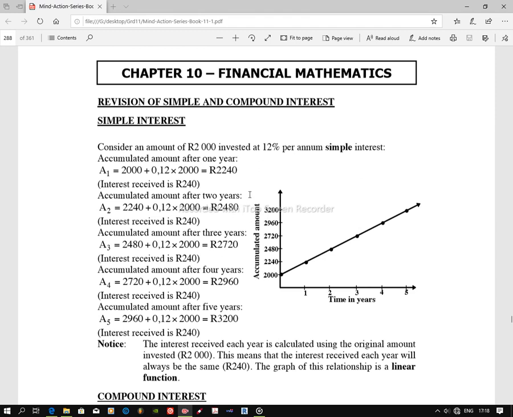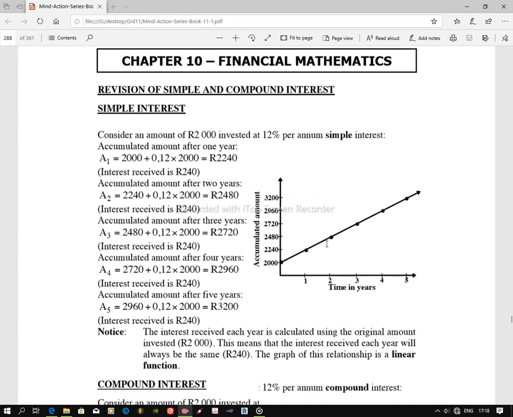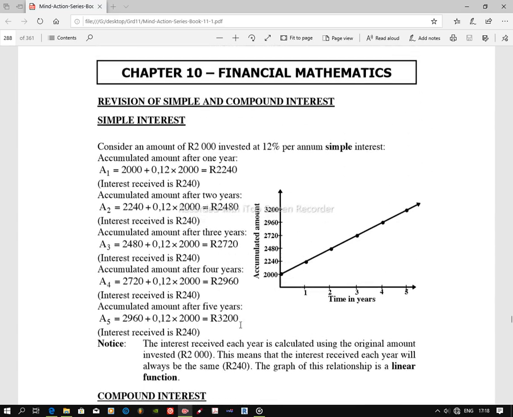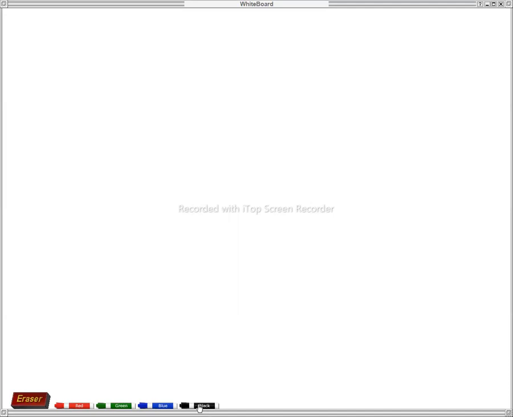So starting off, in grade 10 you did simple and compound interest. I'm just going to quickly remind you what simple interest is and what compound interest is, so let me go to the board and write the formulas.